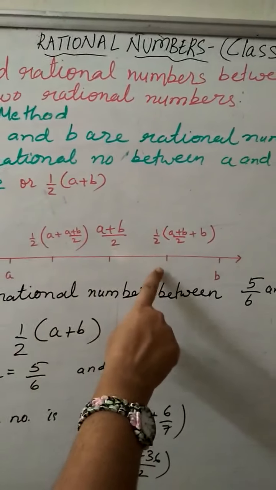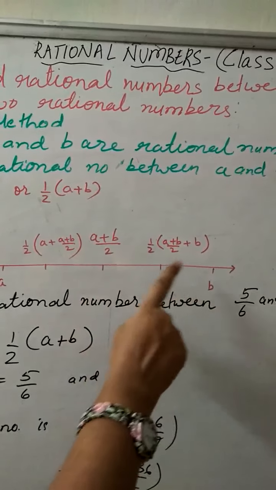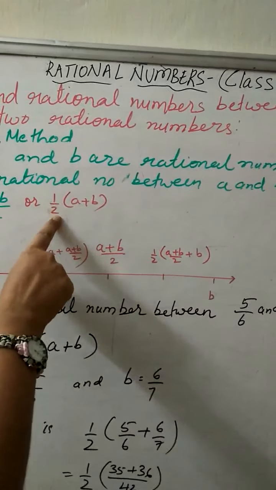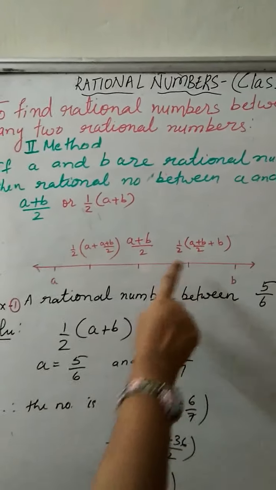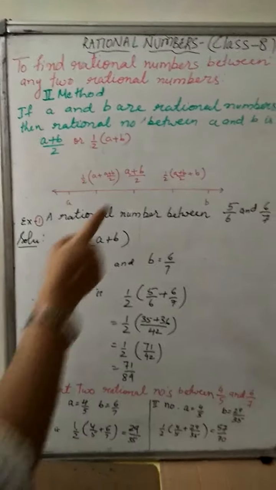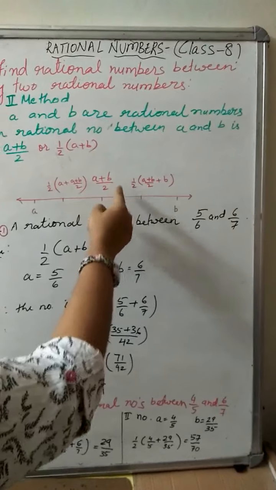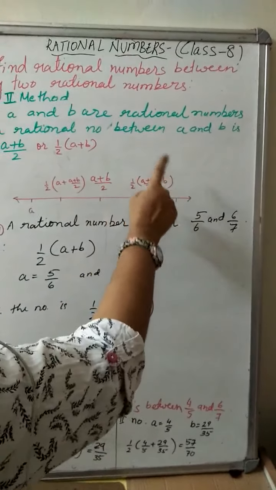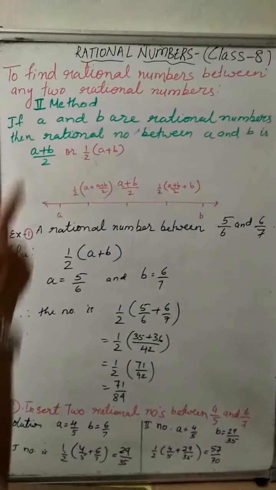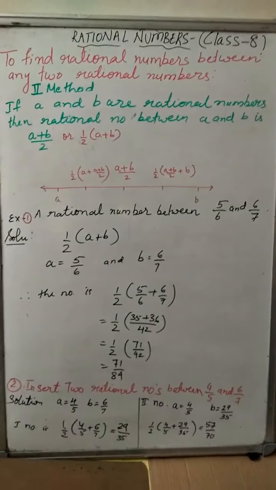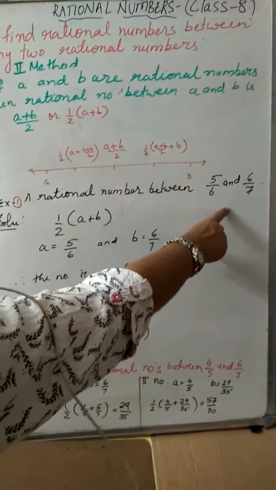Similarly, on this side also, you need to find the rational number between (A plus B) by 2 and B. Then what you have to do is use this formula: half of (A plus B by 2 plus B). So you will get it, and the process continues. Suppose you have to find more rational numbers, then add these two numbers and divide by 2. Then again add these two numbers and divide by 2, and you can find an infinite number of rational numbers by using this method.